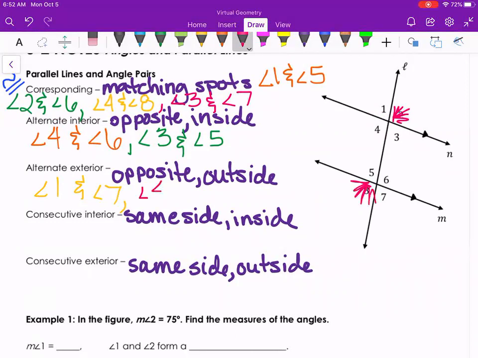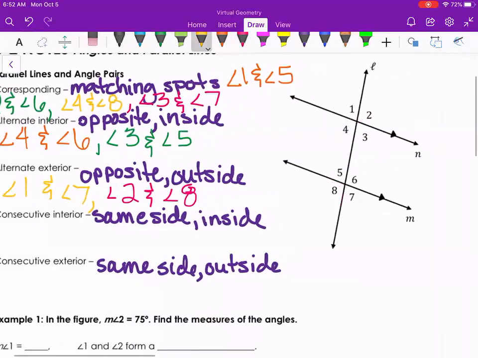So angle 2 and angle 8. Those are our outside and opposite alternate exteriors. Now let's check out and review just a little bit of the consecutive interiors.